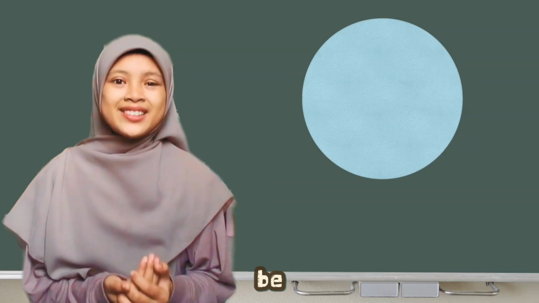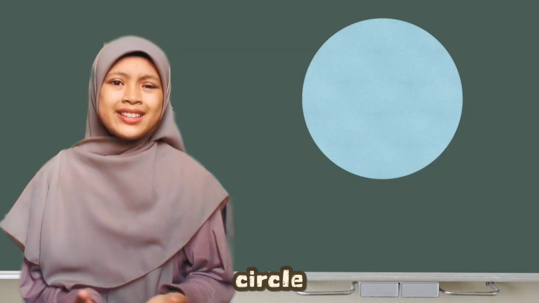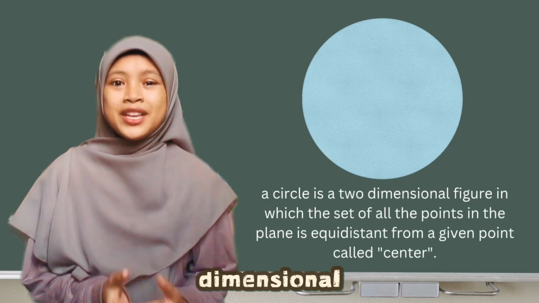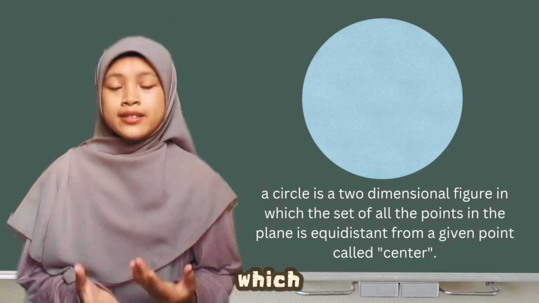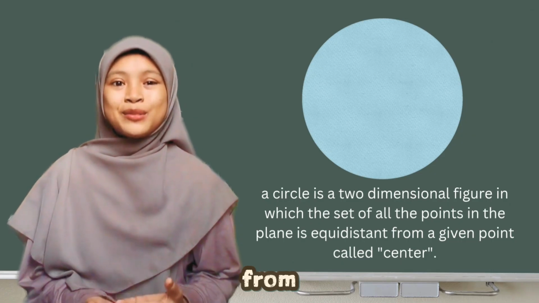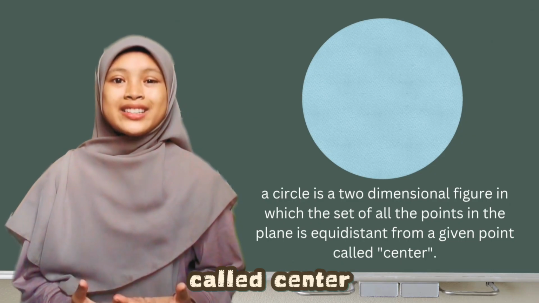Today, we are going to explore one of the most fundamental shapes in geometry, the circle. Many of you might be asking yourselves what a circle is and what it is used for. A circle is a two-dimensional figure in which the set of all the points in the plane is equidistant from a given point called the center.